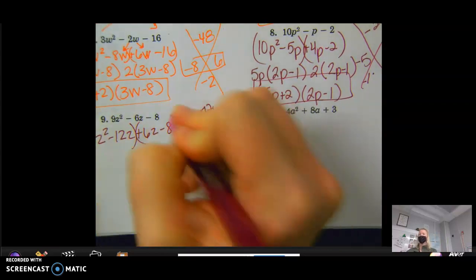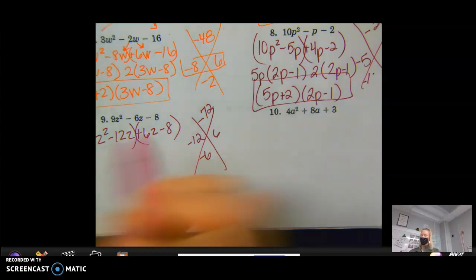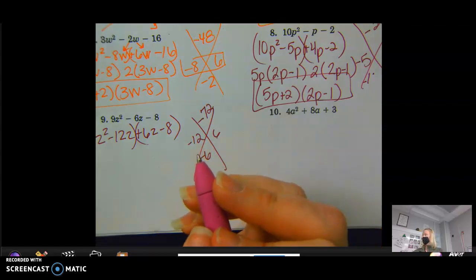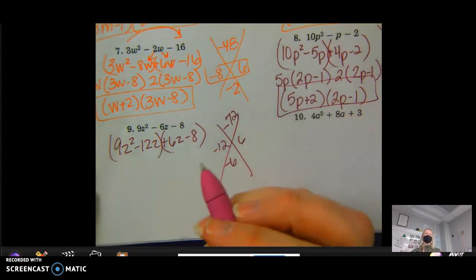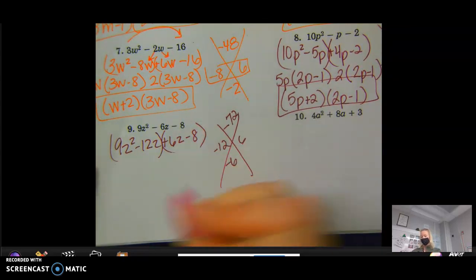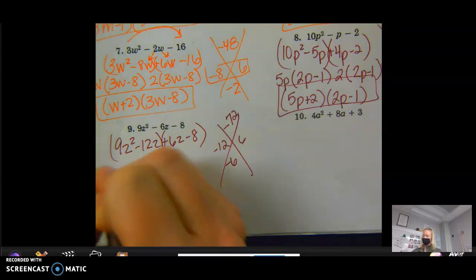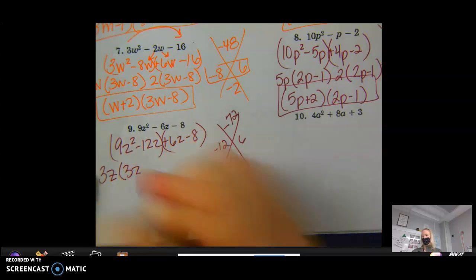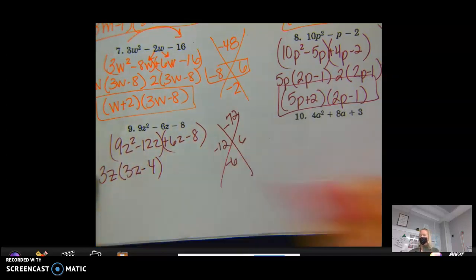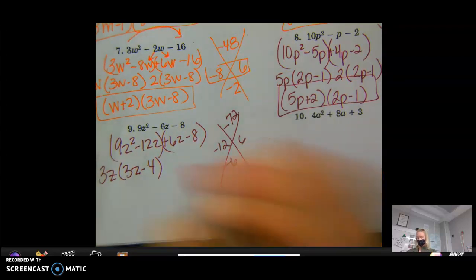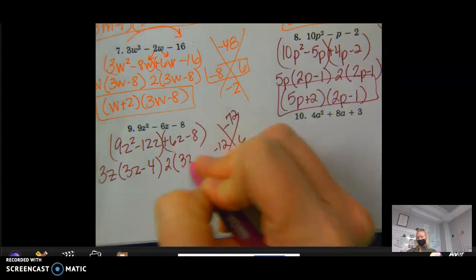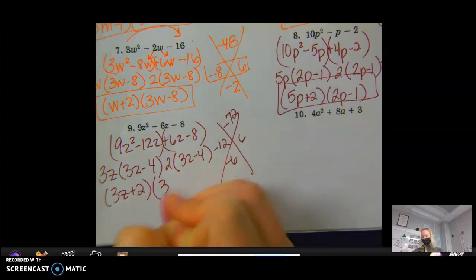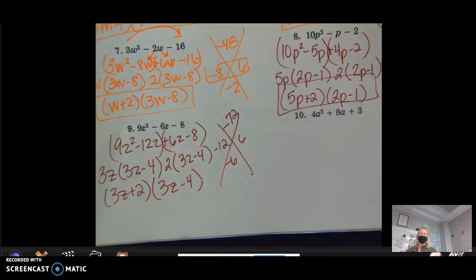Group, group, group, group. Tennyson, are you with us? What's my GCF of the first set? What's my GCF of the first set, guys? How much? 3z. What do I have left? 3z minus 4. Second set, what's my GCF? What do I have left? Awesome. Two answers, 3z plus 2, 3z minus 4. Any questions?